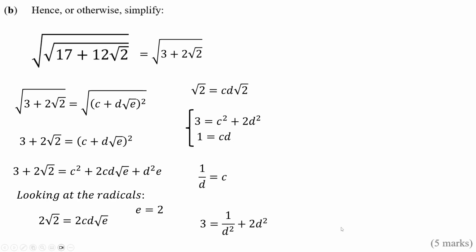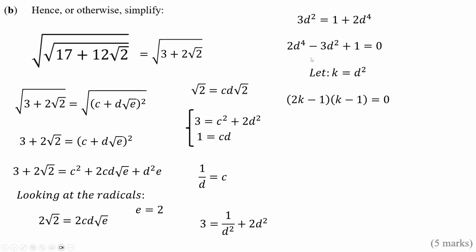You'll get this, multiply by d squared on both sides, you'll get this, and then this is another hidden quadratic. Just say let k equal d squared, plug into there, you'll get this, 2k squared minus 3k plus 1. You'll factorize it to get this, so 2k equals 1, so k equals a half or k equals 1. Replace k with d squared to get this and that, and then d equals 1.